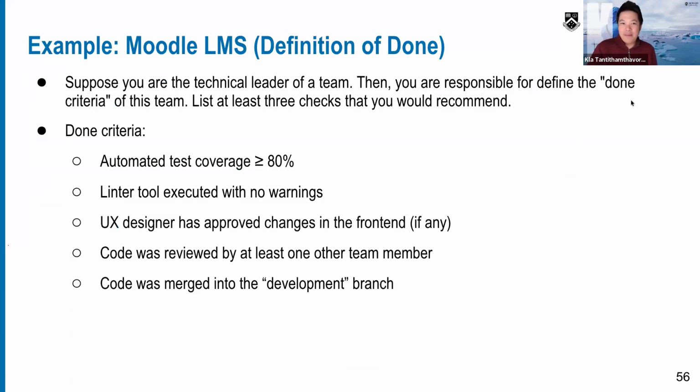Suppose you are a technical team leader, then you are responsible for defining the done criteria of the team, and you need to list at least 3 checks that you would recommend. An example here could be: automated test coverage should be greater than or equal to 80%. The linter tool executed with no warning at all. And the UX designer has approved the change in the front end. The theme should be aligned with the main application, the color scheme, whatsoever, aligned with the policy.